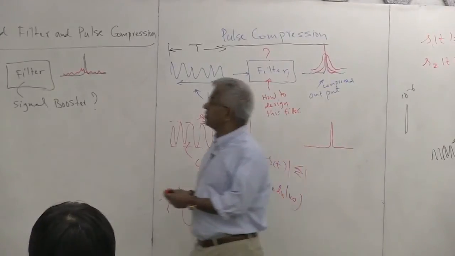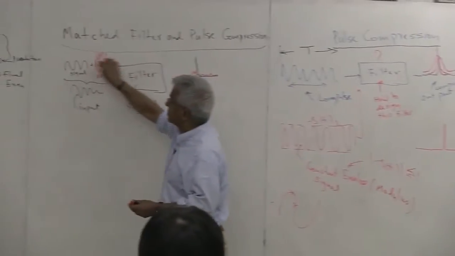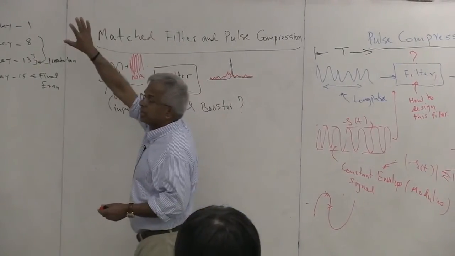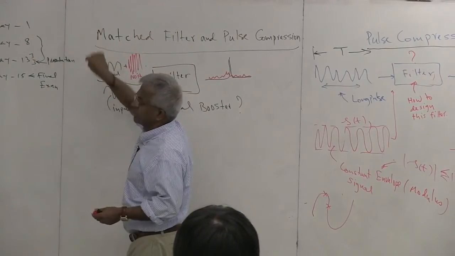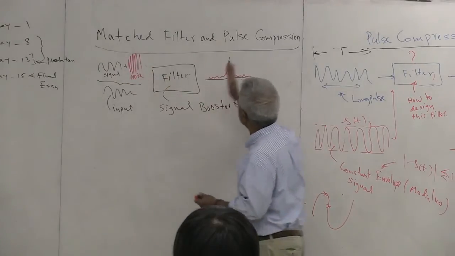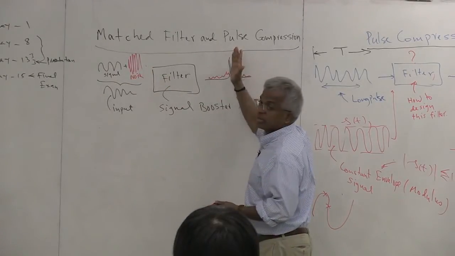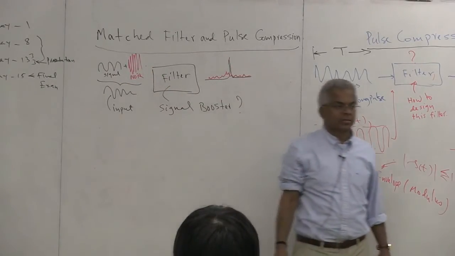And if this compression is good, remember this, you transmit, it comes back, but if there are two targets, there will be two such pulses coming. So there may be one more here so that you can see two blips.